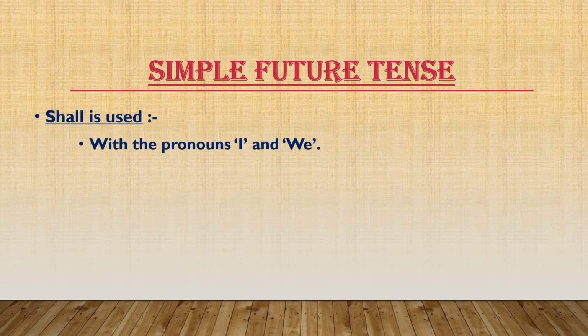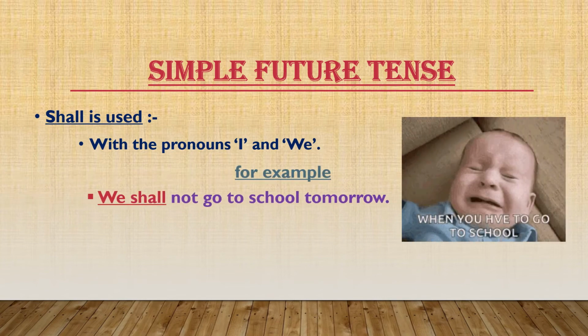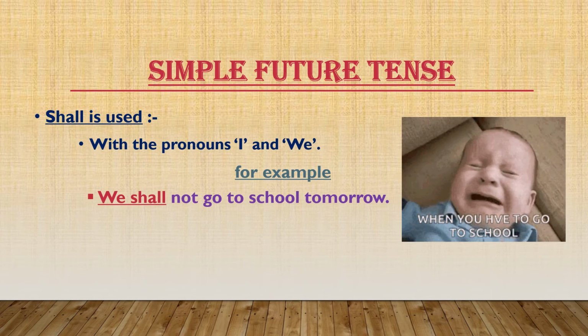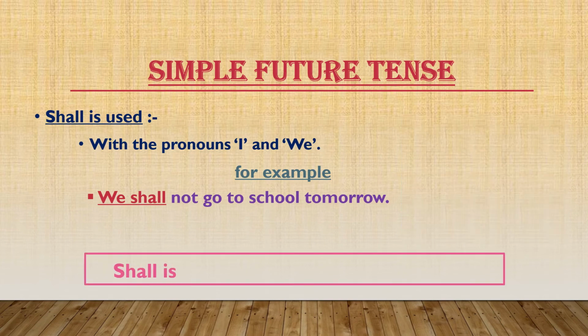Shall is generally used with the pronouns I and we. Let us take an example for this. We shall not go to school tomorrow. I shall not play basketball. So, with pronouns I and we, we generally use shall to express future. Remember, shall is not common in modern English. So, always prefer to use will to express something in simple future tense.